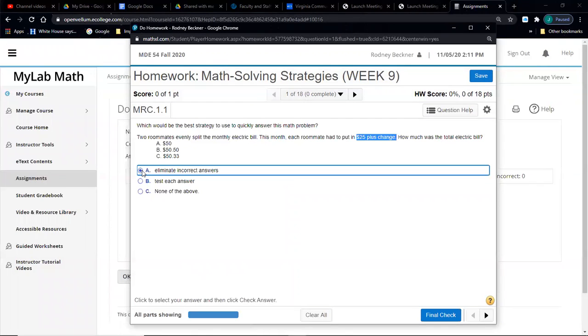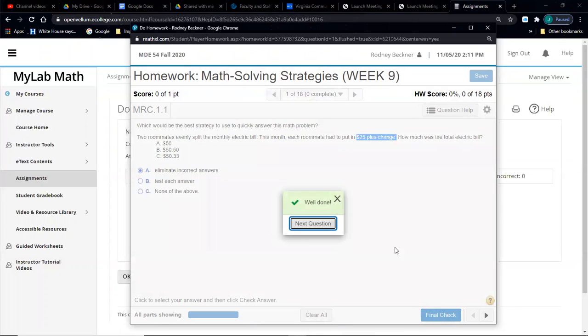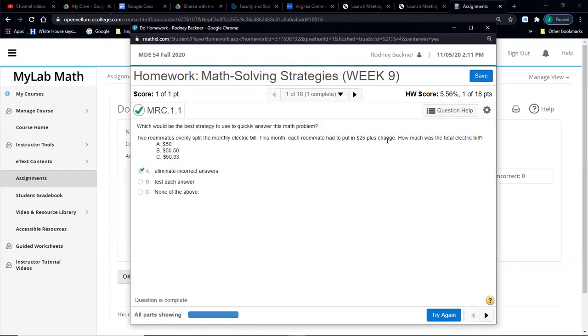Eliminate incorrect answers. I mean, that's a good idea for a multiple choice question. And it might be right, and it is. Eliminating incorrect answers. Now, which of these could have been incorrect? If you're paying $25 each, there's two of you, that means you're paying at least $50, double it. But you're also putting in some change, maybe 10 cents, maybe 15 cents, maybe 60 cents. They didn't say, but because of that extra change, it's not possible for the answer to have been A. It could only be B or C.